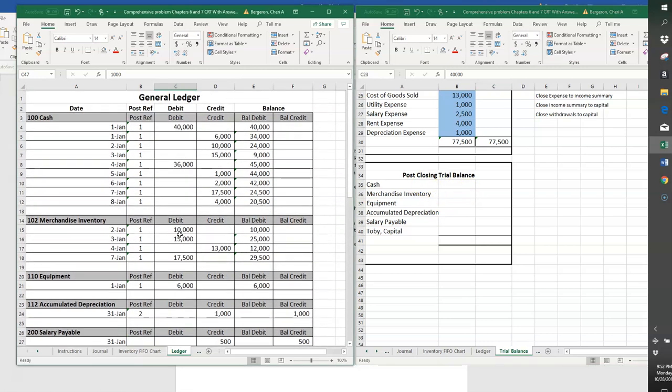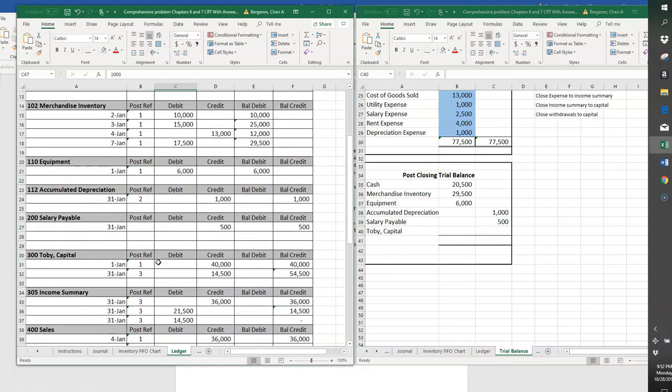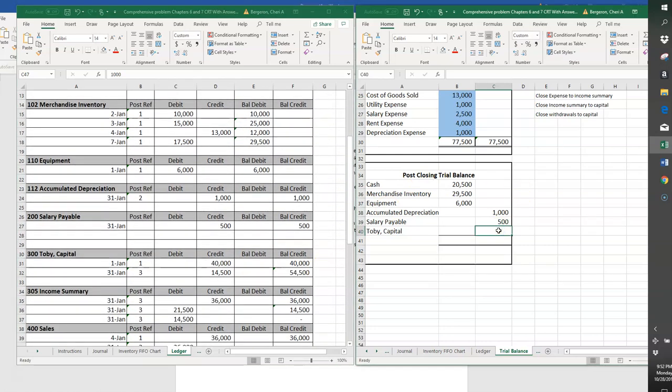So we look at our same ledger, but now we're going to do it at this point in time. So cash is $20,500. Merchandise inventory is $29,500. Equipment is $6,000. These are debits. Accumulated depreciation has a credit balance of $1,000. Salary payable has a credit balance of $500. Toby Capital has $54,500 in it.